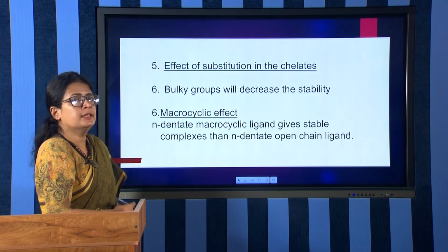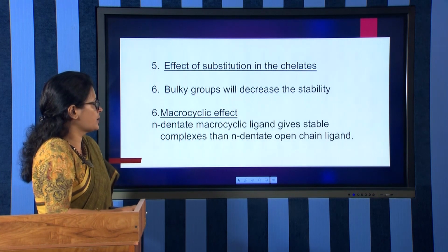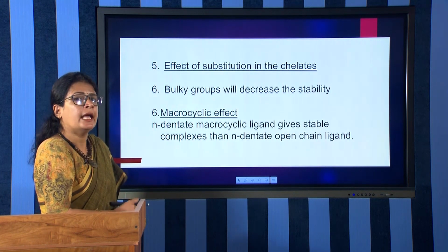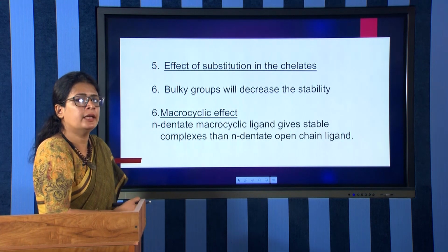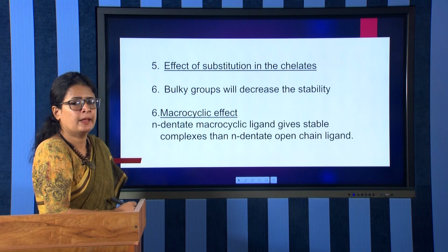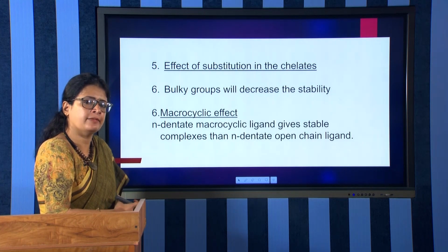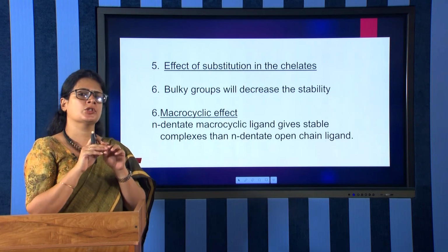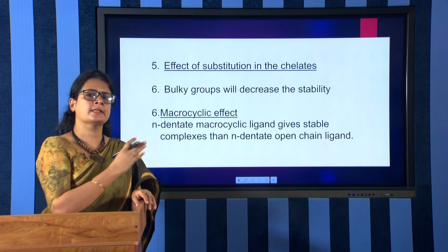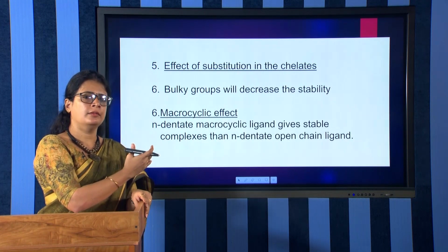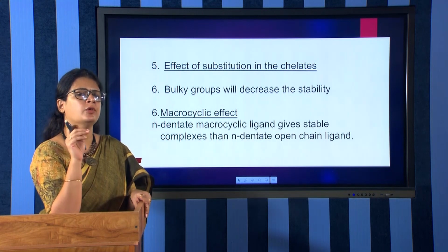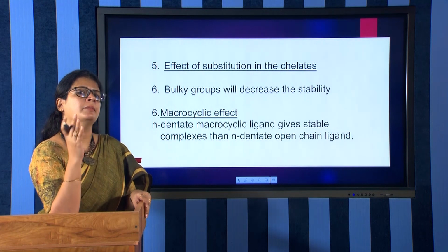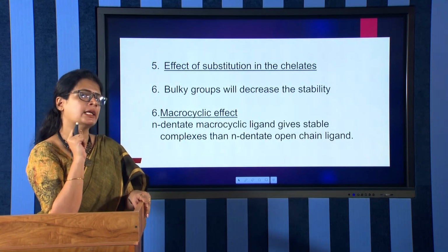And now we have another effect, that is macrocyclic effect. What is macrocyclic effect? That is, macrocyclic ligands give more stable complexes than open chain ligands. That we have explained in the chelating effect, because macrocyclic ligands form a cyclic ring structure, and in the case of open chain ligands, the thermodynamic factors will be affecting, like the delta S, the change in entropy will be increasing in the case of macrocyclic ligand when compared to the open chain ligand. That is the macrocyclic effect.